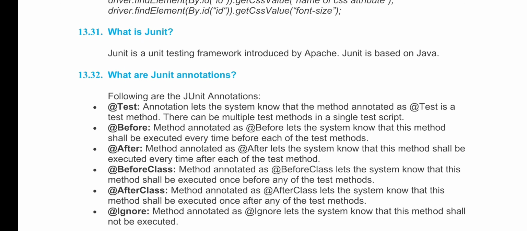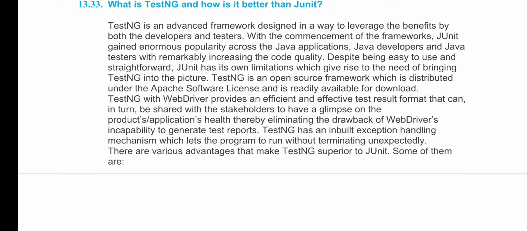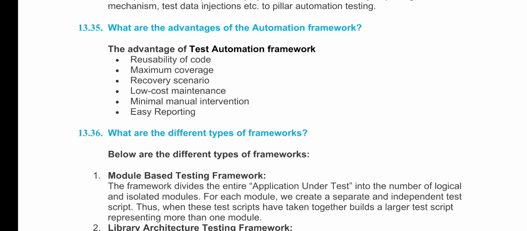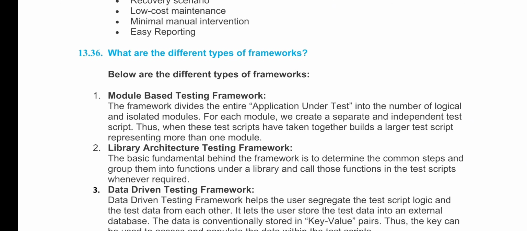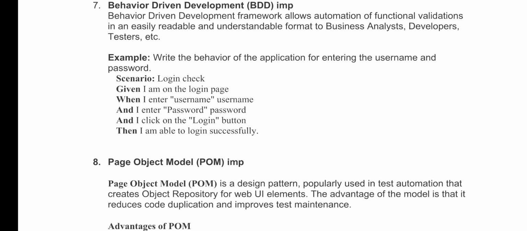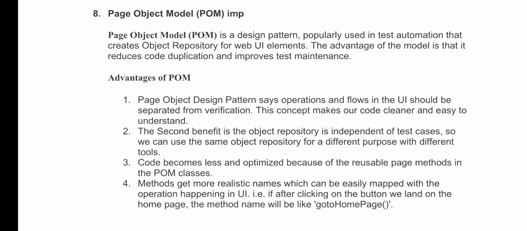What is JUnit? What are JUnit annotations? What is TestNG and how is it better than JUnit? What is a framework? What are the advantages of automation framework? What are the different types of framework? Okay, you can see, right, TDD, BDD and many others. And we have discussed the page object model.